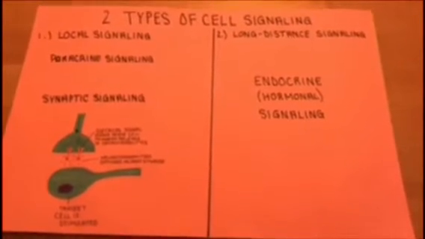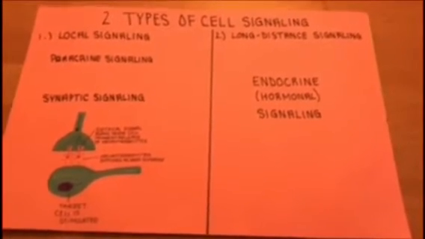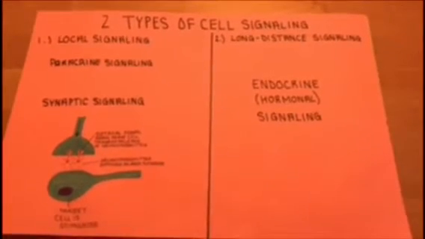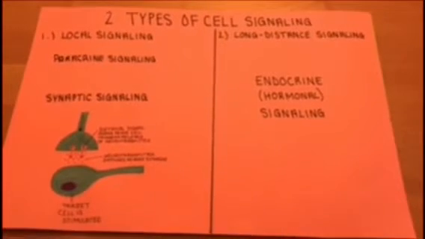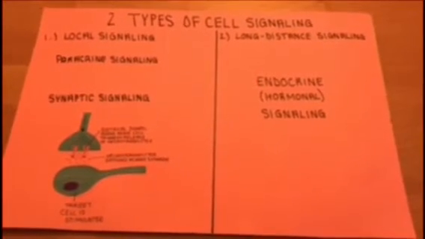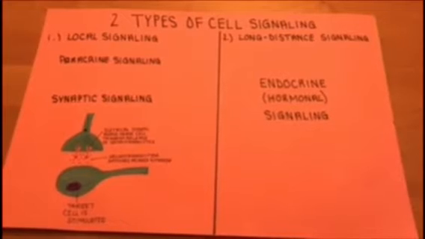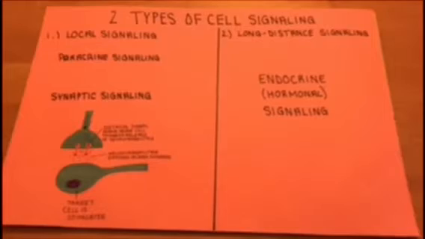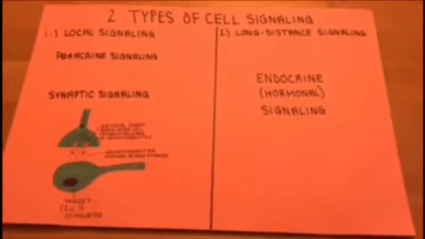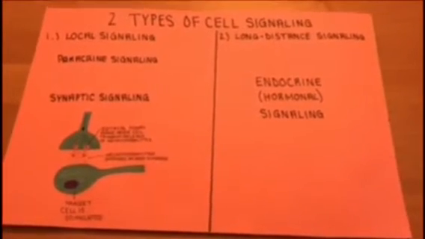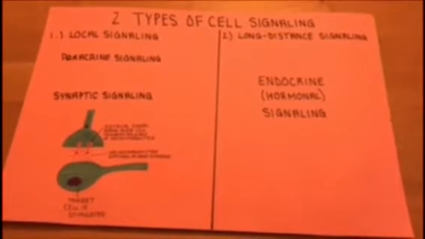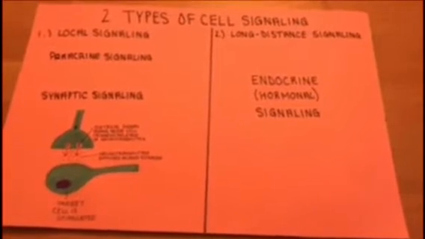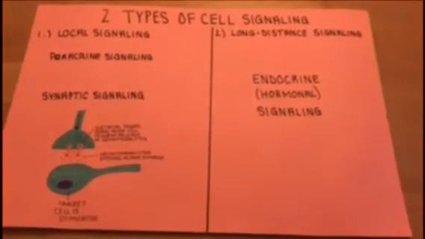There are two types of cell signaling that occur in the body: local signaling and long-distance signaling. In both types of signaling, only specific target cells that can recognize a given signaling molecule will respond to it. Long-distance signaling includes endocrine or hormonal signaling. Local signaling includes paracrine signaling as well as synaptic signaling. Synaptic signaling is where Parkinson's disease comes into play. A nerve cell releases neurotransmitter molecules into a synapse, stimulating the target cell.